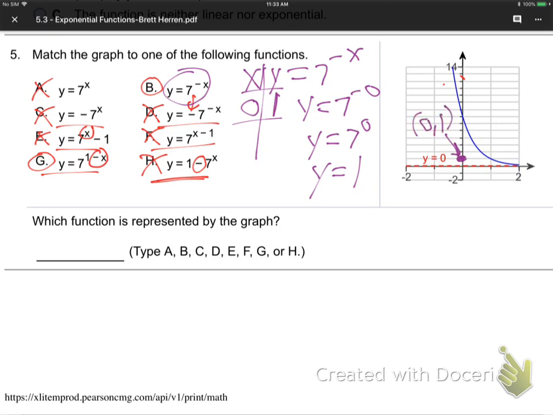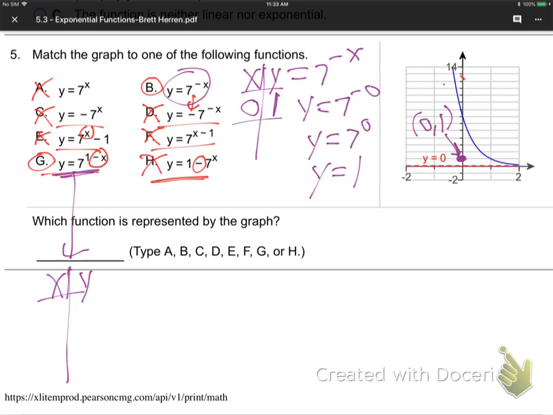Over 0, up 1. Does the graph hit? No. It's not B. Right? This is over 0, up 1. The blue graph is not going through that point. All right, let's try G then.